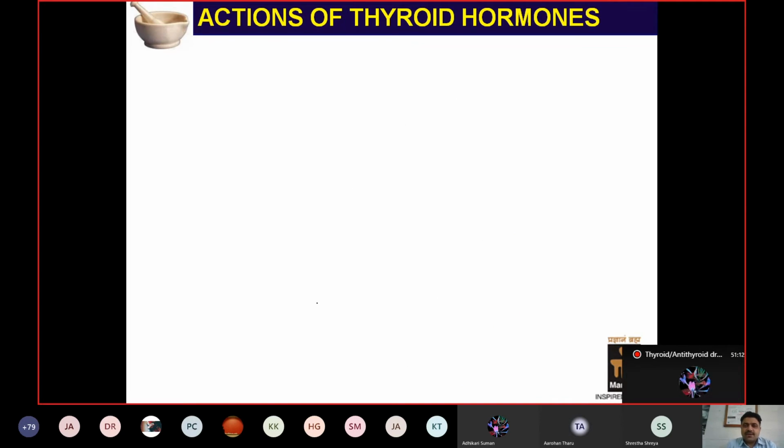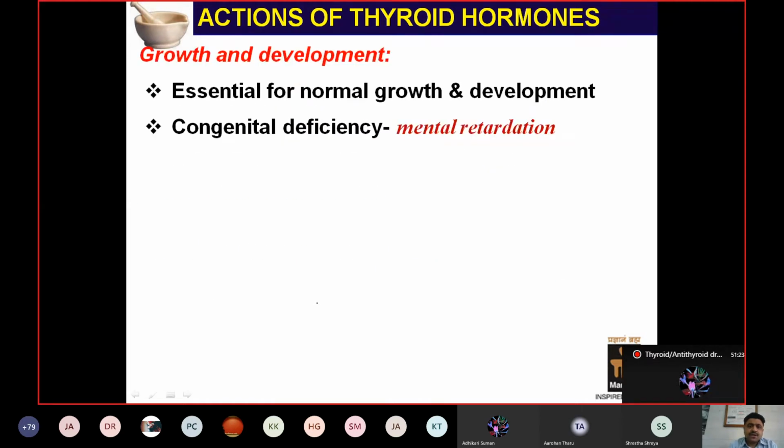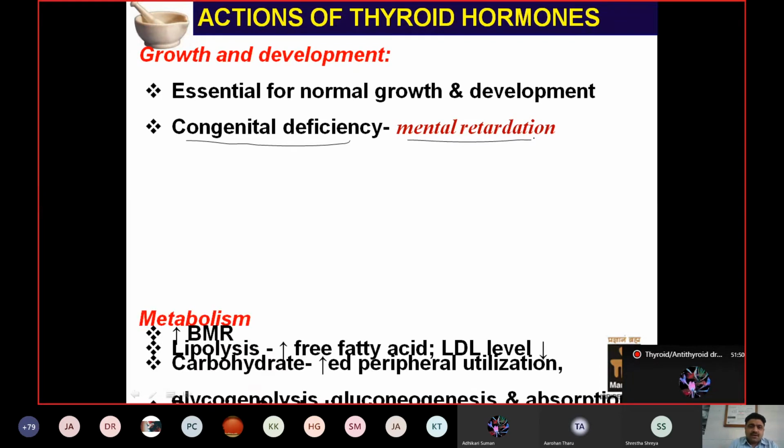Now, talking about the action of thyroid hormone, the most important thing is that it affects the growth and the metabolism in our body. It affects the growth, especially the neuronal growth. That is why if there is a deficiency of thyroid hormone in an infant or baby, there will be a congenital deficiency, which will lead to mental retardation, because it affects the neuronal growth also.